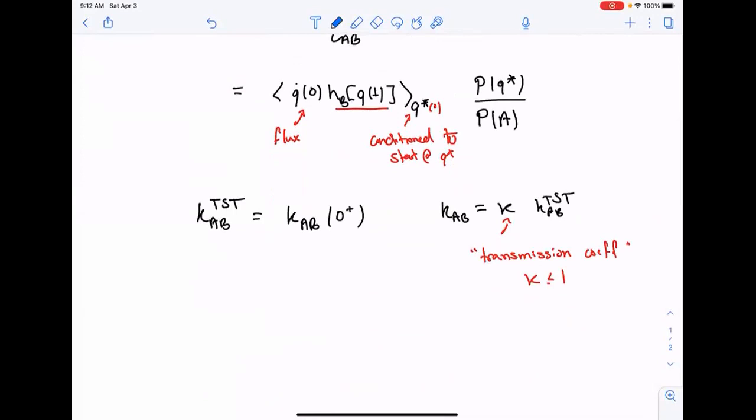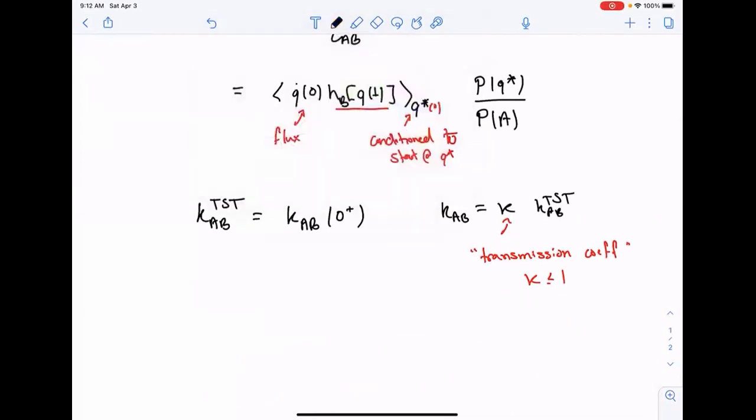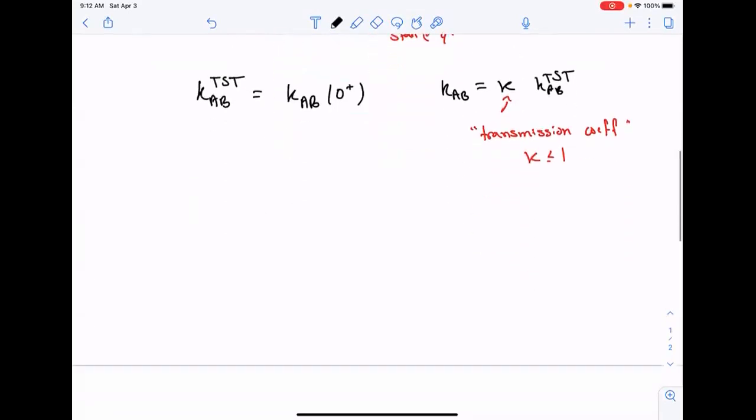Okay, so that's where we've been. So we derived transition state theory. We even worked it out explicitly for a harmonic system. Today, what I want to focus on are a couple different theories for understanding what goes into this transmission coefficient, approximations for treating the dynamics at the top of the barrier.